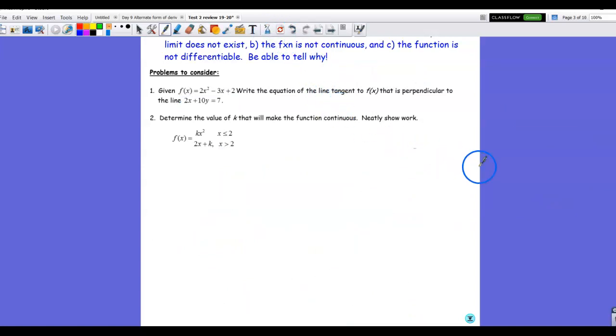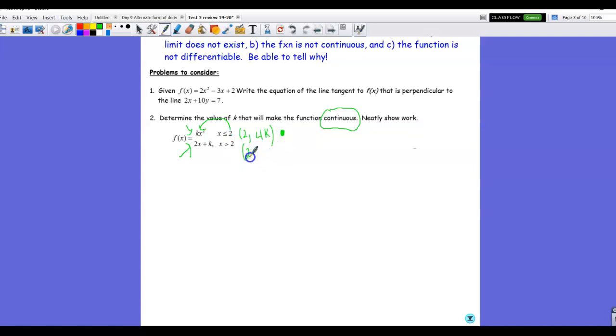In problem number 2, we're finding that mysterious value of k that forces the function to be continuous. My first piece is a parabola, which is normally continuous, and I have a line which is normally continuous. So the only value of x I'm worried about is this breaking value of x equal to 2, so I'm going to substitute 2 into each piece. 2 squared is 4, and 4 times k is 4k, and because of the equal to, that would be a solid point if I were to graph it.